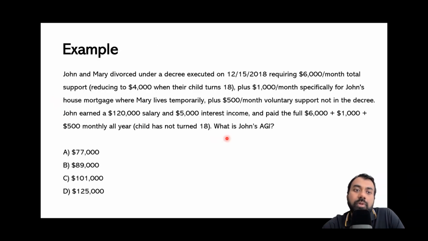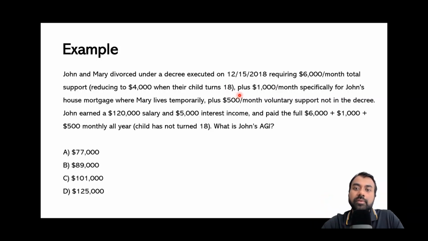Now, let's look at an example. John and Mary divorced under a decree executed on December 15th, 2018. So please pay attention to that date because this is before December 31, 2018. Now let's keep reading. Requiring 6,000 per month total support, reducing to 4,000 when their child turns 18. We should figure out that this 6,000 per month total support, not all of it is alimony. And the reason is that that amount reduces to 4,000 when their child turns 18. That means 2,000 of that 6,000 is essentially child support and the remaining 4,000 is alimony.